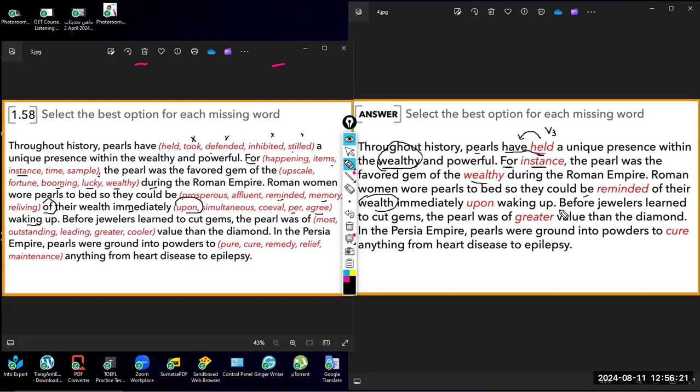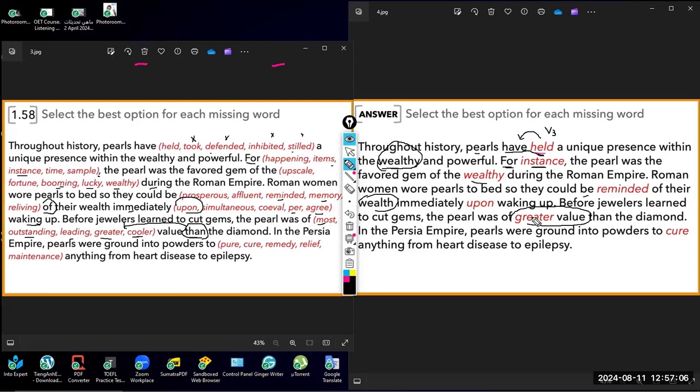Now, before jewelers learned to cut gems, the pearl was of a greater value. So because I'm talking about a greater value, this is number one. Number two, guys, notice that here I have than. Because I have than, I'm talking about comparative. Larger than, smaller than, greater than. So most is not comparative, it is superlative. And outstanding is an adjective. So it's not outstanding, it's not leading, and it's not cooler than. So I have to say a greater than. So please be careful about the grammar because they are really important.